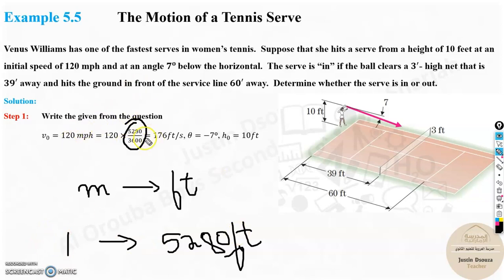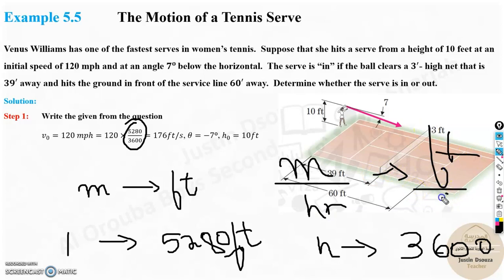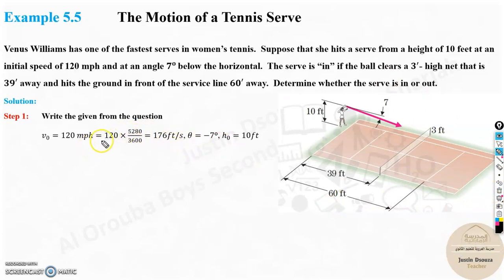Now, what about hours to seconds? How many seconds is 1 hour? 1 hour is 3,600 seconds. So over here, miles per hour means miles divided by hour, and you need to convert this to feet per second. Miles to feet is multiplying by 5280 on top, and hour to seconds is dividing by 3,600. So that is how we get feet per second. Basically, you should just remember 120 miles is up, so 5280 on top, divided by 3600 below.